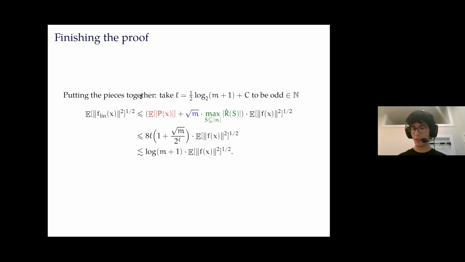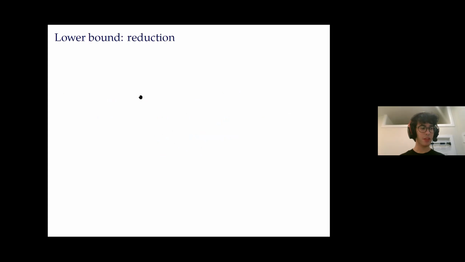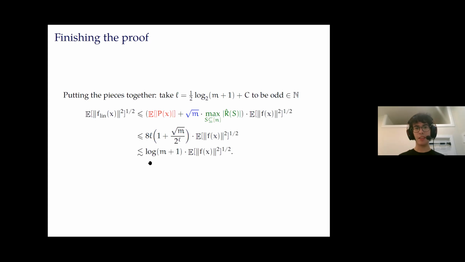So if there are no other questions, I can move on to the construction of the lower bound. For the lower bound of this problem, we're going to use a reduction. Recall that we want to show that there exists a function and a norm for which this inequality here is tight. So what we want to do is construct a function and a norm for which this Rademacher projection has a large norm compared to the original function.